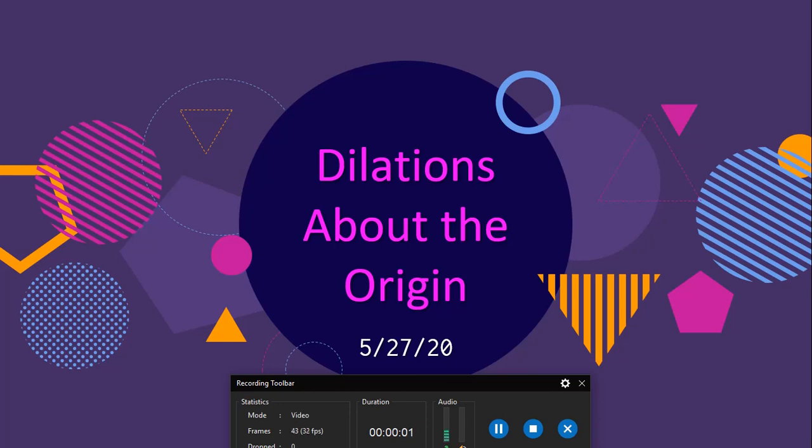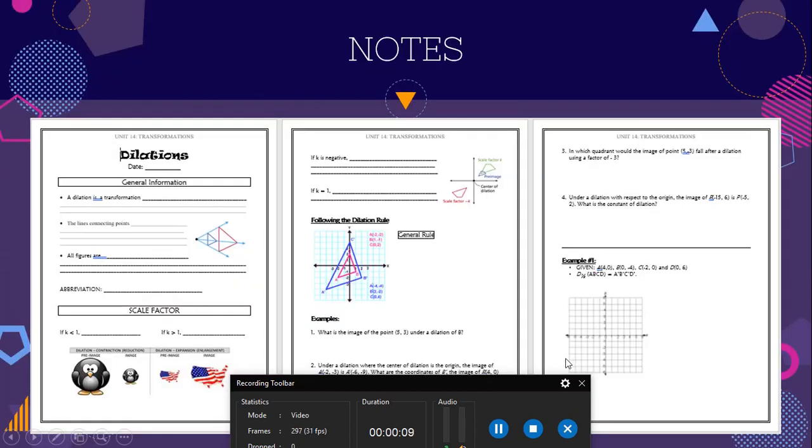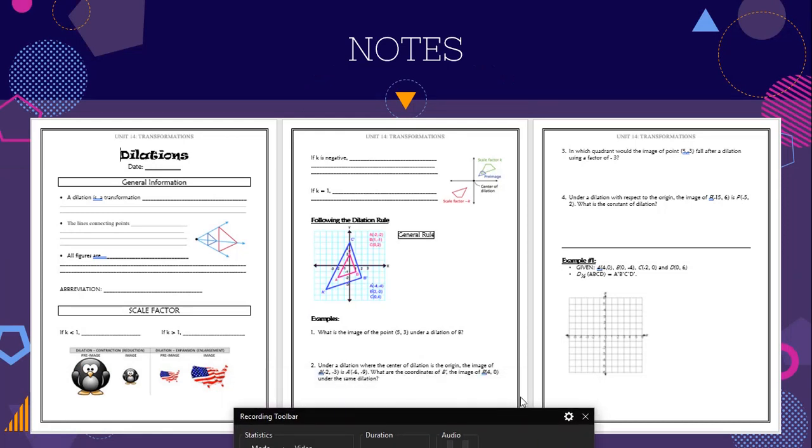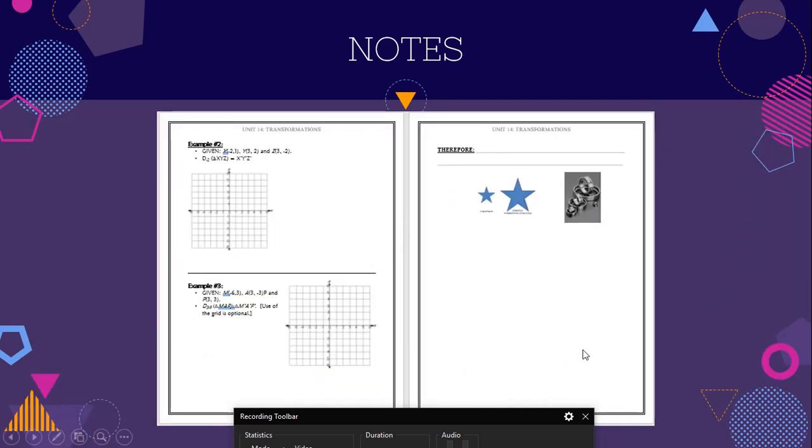Today's topic is dilations. Today we're going to dilate about the origin, and you can use the date of May 27th. Your notes are 5 pages long. These are the first 3 pages and the last 2 pages. And you'll also need either a straight edge or a ruler so that we can make our examples look really good.